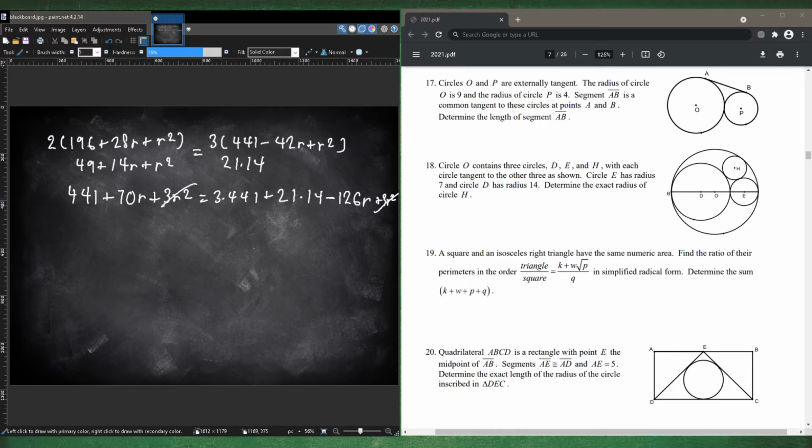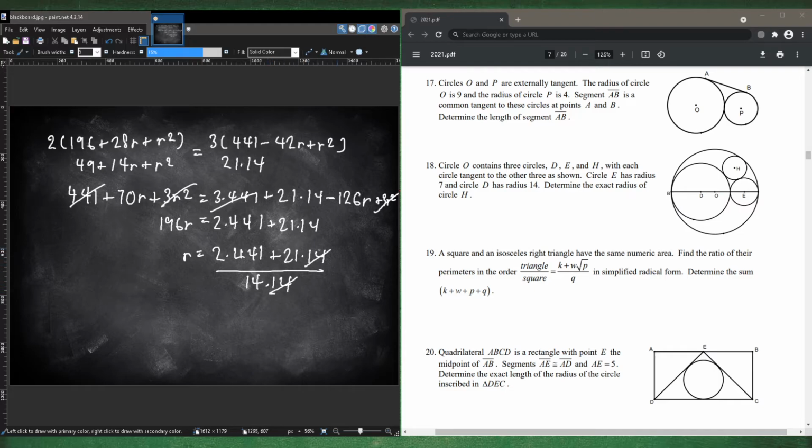So cancel our 3r squares. So all we have is just to solve our linear equation. So 3 times 441 minus 441 is just 2 times 441. And then plus 21 times 14. 126 plus 70 is 196r. So that's just 14 times 14. So r equals 2 times 441 plus 21 times 14 divided by 14 times 14.